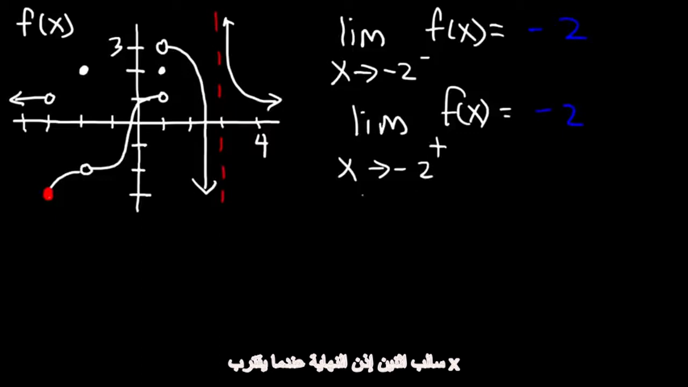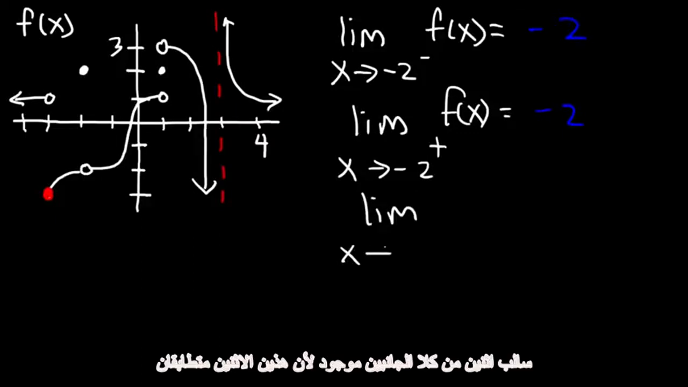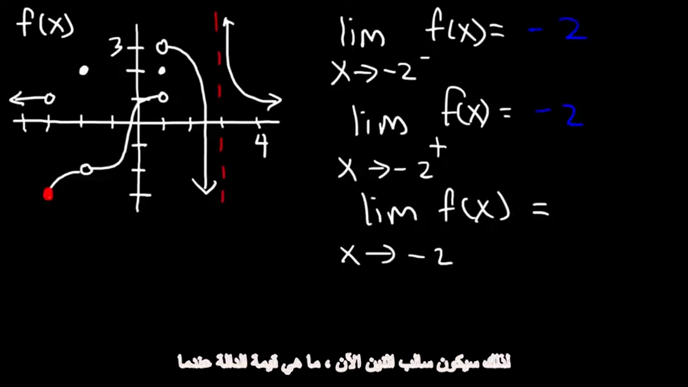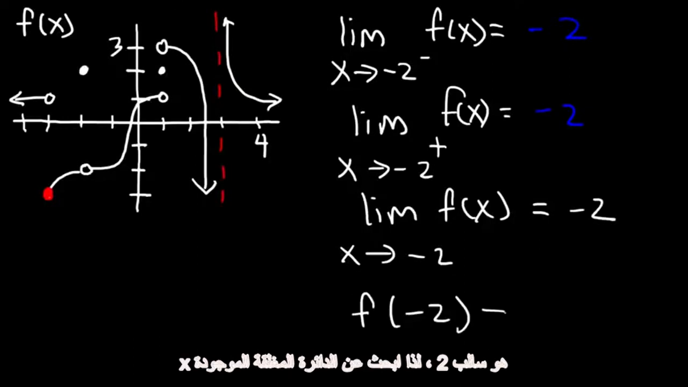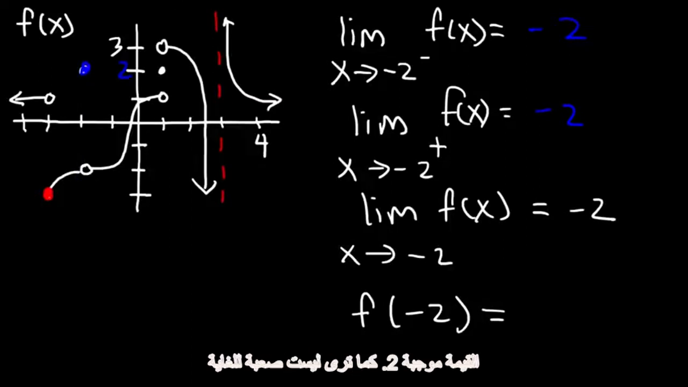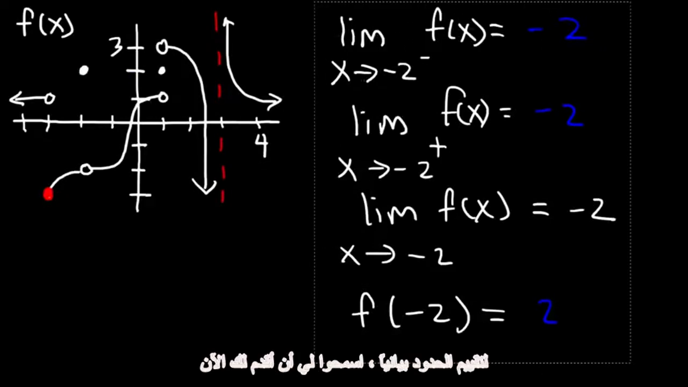Therefore, the limit as x approaches negative 2 from either side does exist, because these two match. So it's going to be negative 2. Now, what is the function value when x is negative 2? Look for the closed circle that's on this vertical line. That's this point where the y value is positive 2. As you can see, it's not very difficult to evaluate limits graphically.